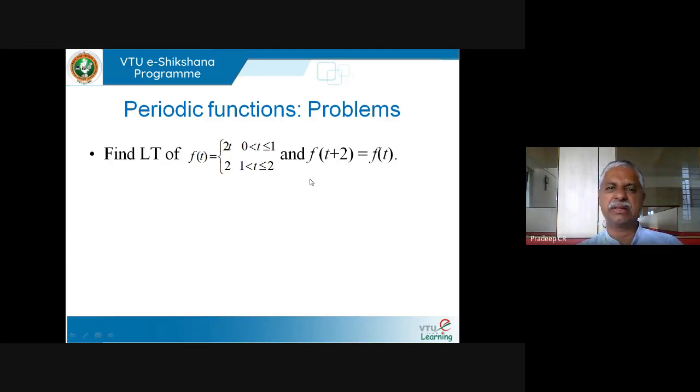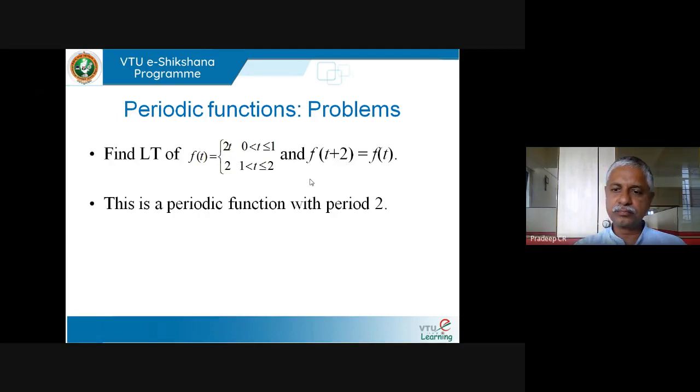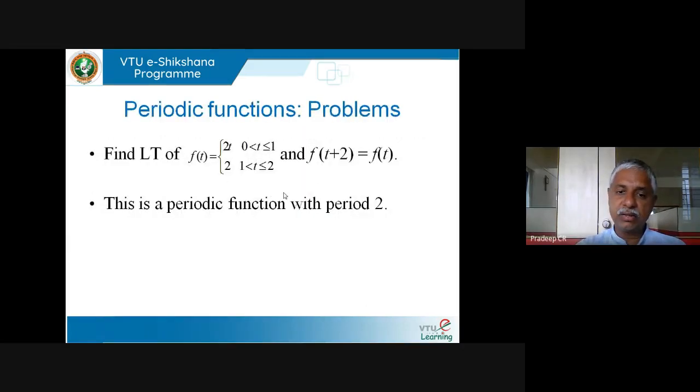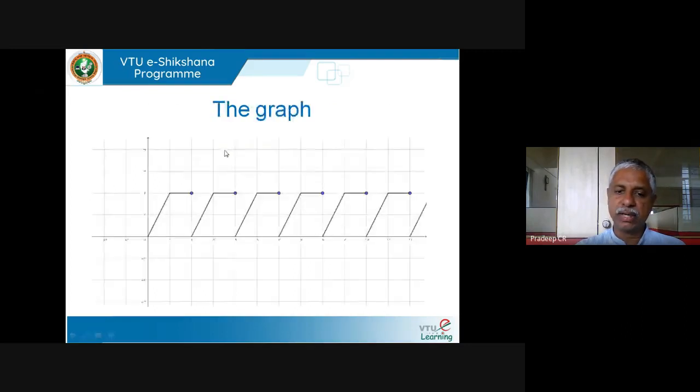I know it's not very convincing. It will be convincing only when you draw the graph, and here is the graph. How do I justify this? Between 0 and 1, the function looks like 2t. That is what I have drawn here. Between 0 and 1, the function is 2t. This is y equal to 2x. That's what you are doing. If you have f equal to 2t, that's okay.